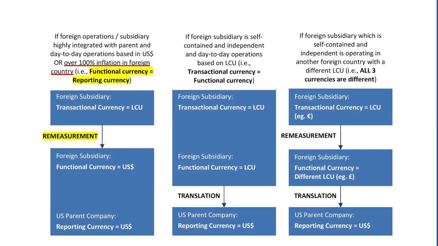Now, if the foreign subsidiary is self-contained and independent and day-to-day operations of the foreign subsidiary are based on the local currency unit, that means highlight transactional currency equals functional currency. In such cases, we need to go for highlight translation. Next, if the foreign subsidiary which is self-contained and independent is operating in another foreign country with a different local currency unit, that means highlight all three currencies are different. First, we need to go for highlight remeasurement, and then we need to go for highlight translation.